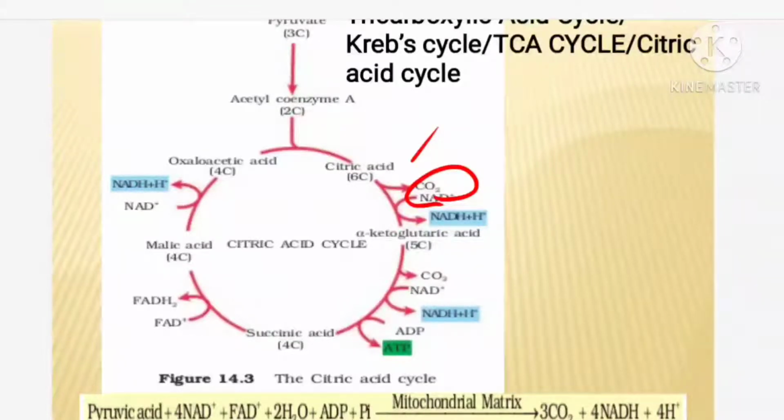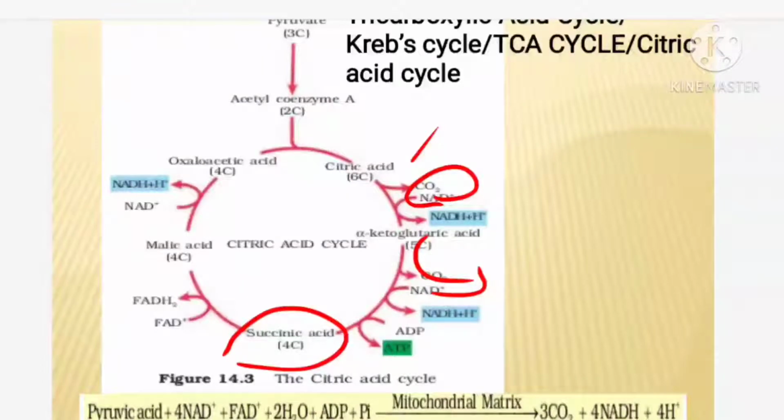So what will be the thing? It will be forming a 5 carbon compound called as what? Alpha ketoglutaric acid, which is a 5 carbon compound. Now this alpha ketoglutaric acid will undergo again a reaction, and it will be forming what? Succinic acid. So again one carbon will be carbon dioxide.